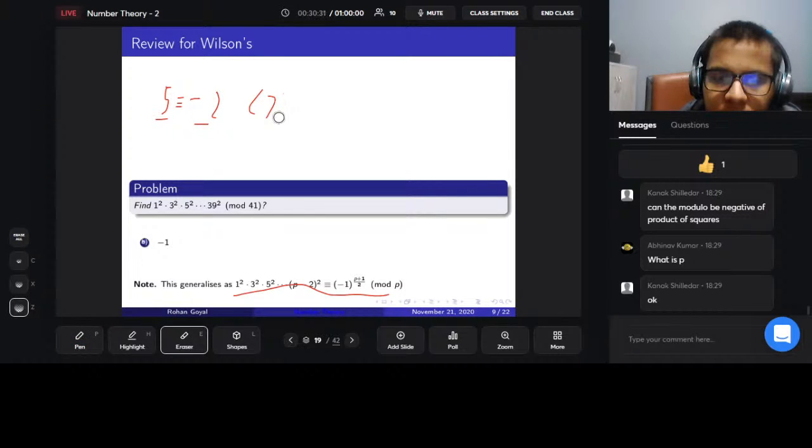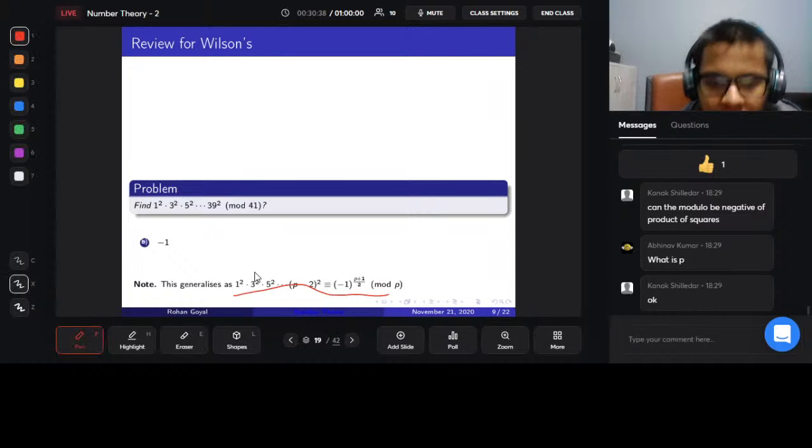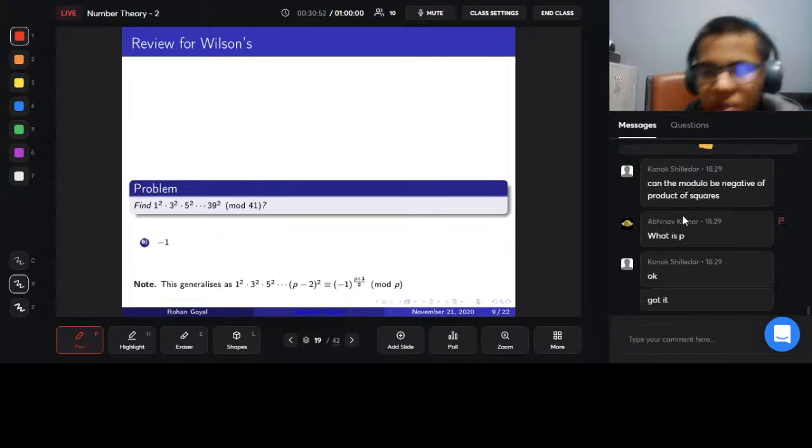It's better if you're familiar and comfortable with modular notation. Okay. Is it fine for everyone? Please respond. Okay, great.